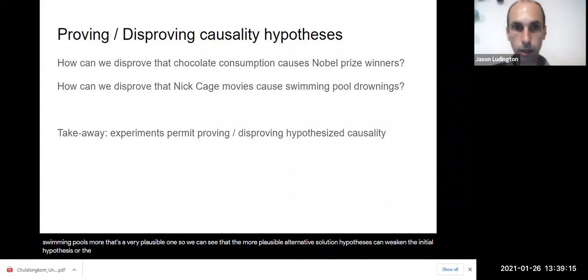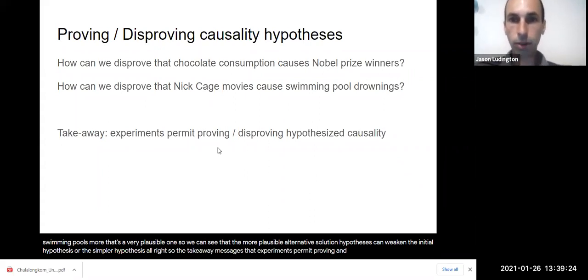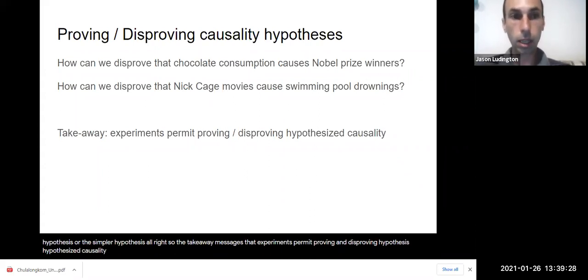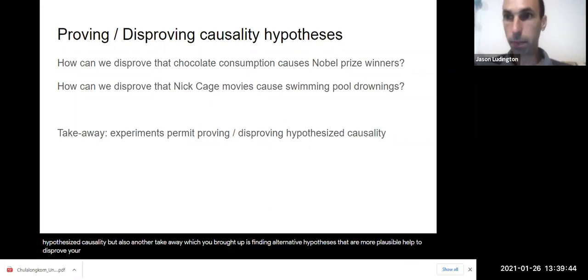Or the simpler hypothesis. All right, so the takeaway message is that experiments permit proving and disproving hypothesized causality, but also another takeaway, which you brought up, is finding alternative hypotheses that are more plausible help to disprove earlier hypotheses.